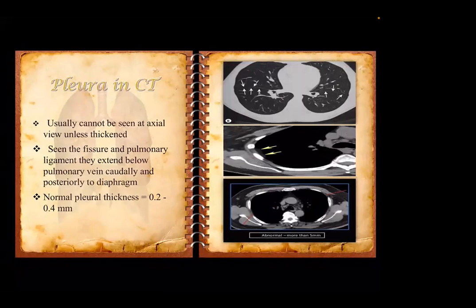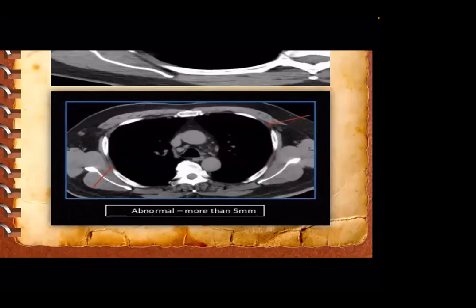The pleura on CT usually cannot be seen on axial view unless thickened. The fissures and the pulmonary ligament are seen, extending below the pulmonary vein caudally and posteriorly to the diaphragm. Normal pleural thickness is between 0.2 and 0.4 mm. In this picture, this is abnormal pleural thickness of more than 5 mm.